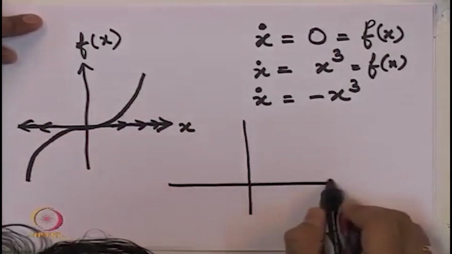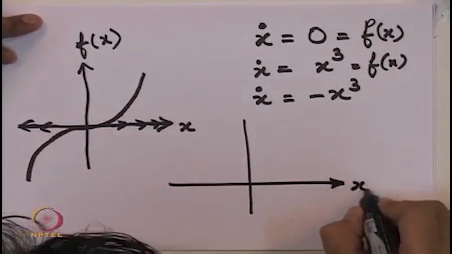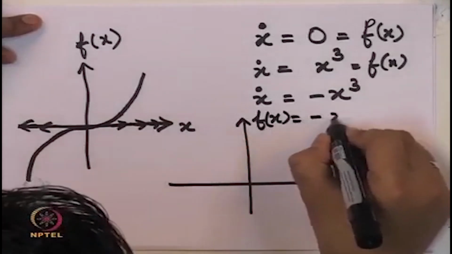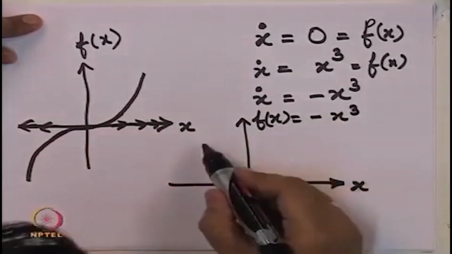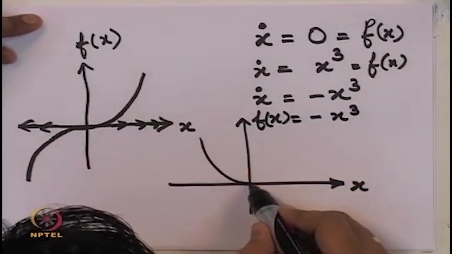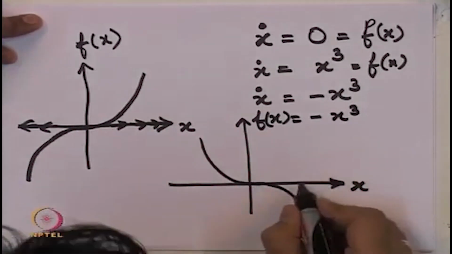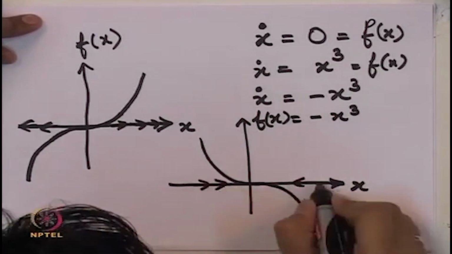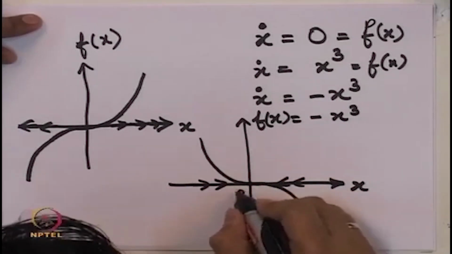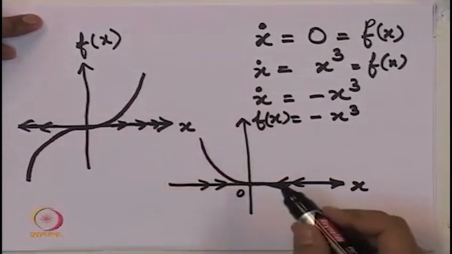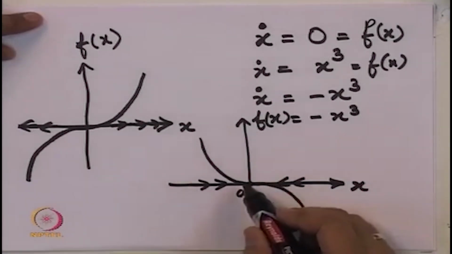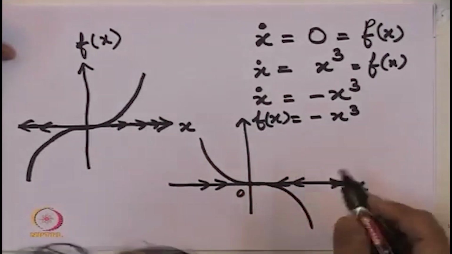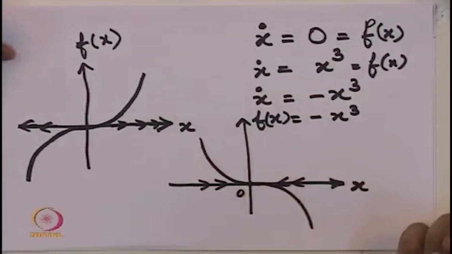However, the tangent having slope 0 is also the situation for the third example, where f of x is equal to minus x cube. For this example, all the arrows are directed towards the equilibrium point, and hence this equilibrium point is a stable equilibrium point. It is asymptotically stable. All trajectories are eventually going to approach 0 as t tends to infinity, but here also the tangent has slope 0.